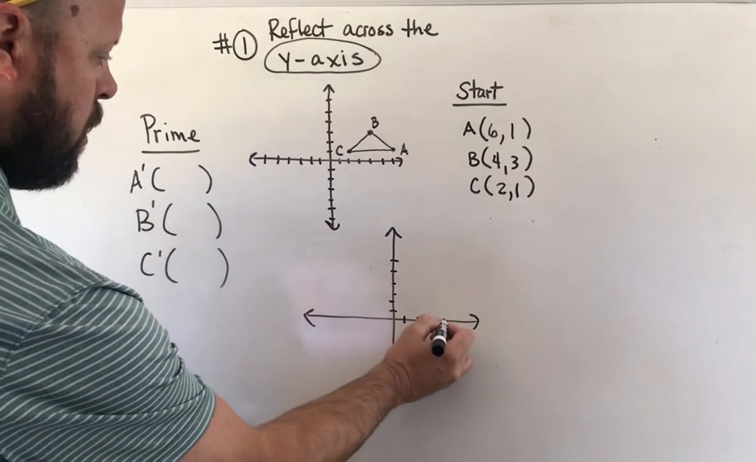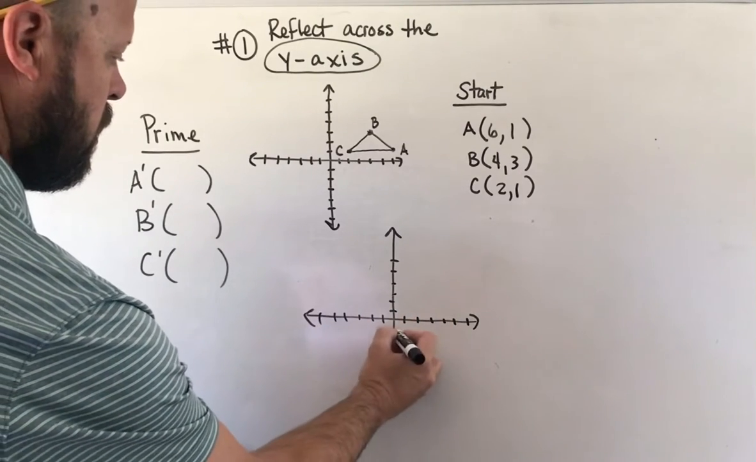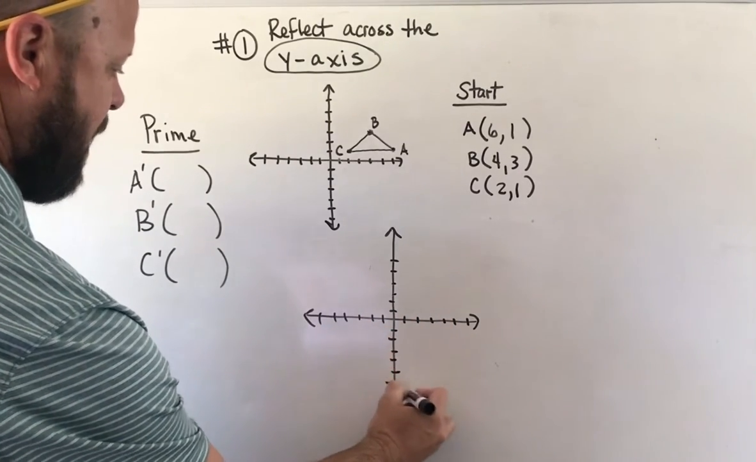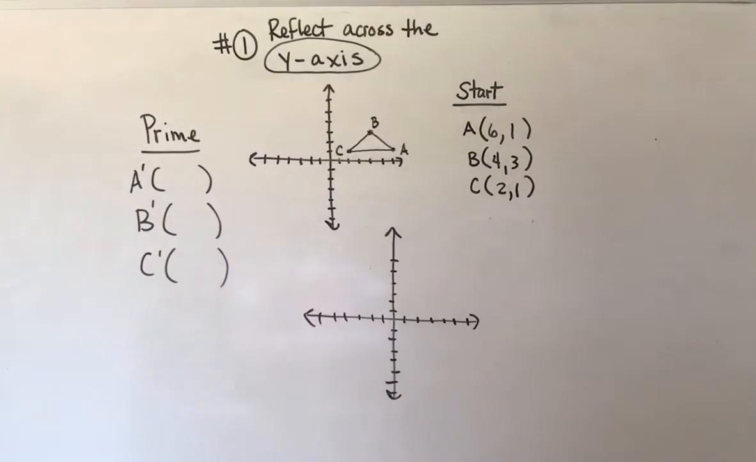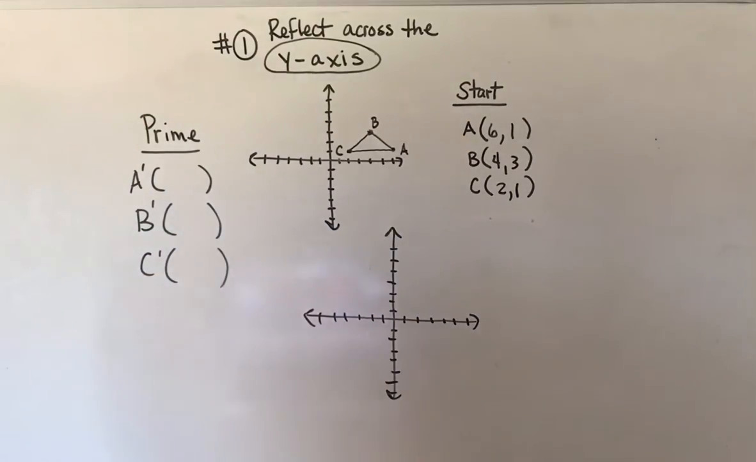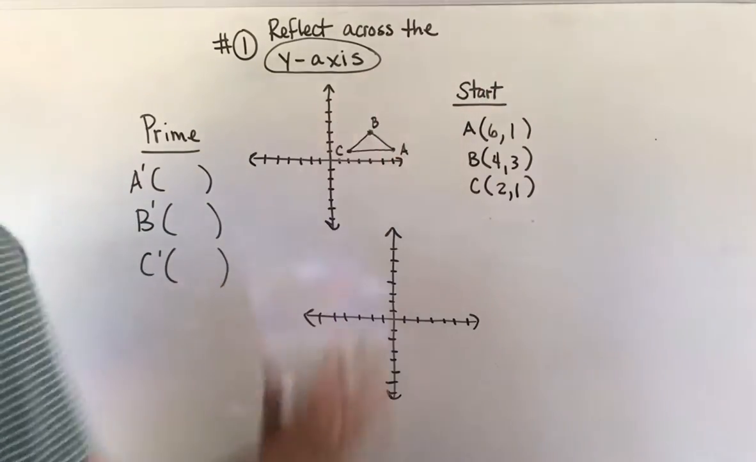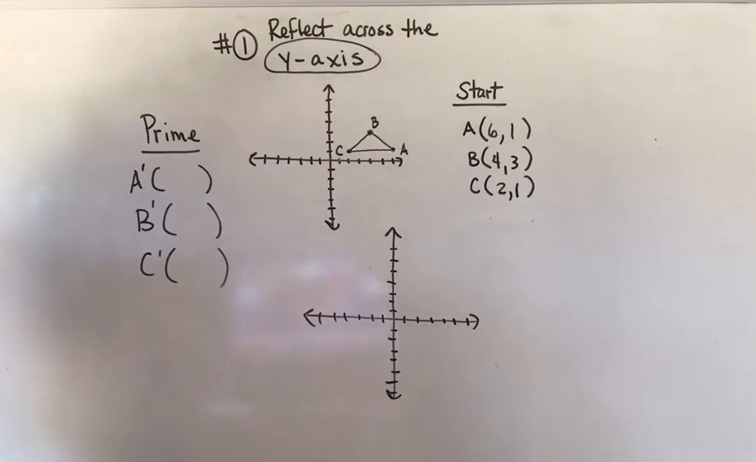Okay, hopefully you have got a nice graph. If you have graph paper, I strongly suggest you use it. If you don't have graph paper, a really neat graph will do just fine, okay? So this was our OG, our start, our original figure, and now we need to do a prime.